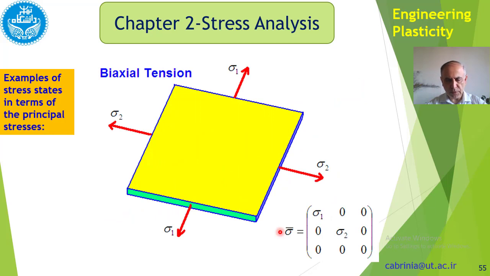Biaxial tension also is a simple state of stress, but it has two components of stress, sigma 1 and sigma 2, both of them principal stresses. As you can see, the sigma bar has sigma 1 and sigma 2 in the diagonal part of the matrix. The rest of the components are 0.